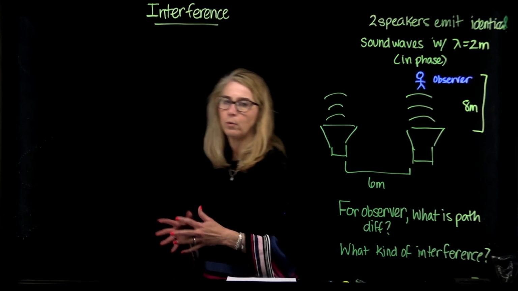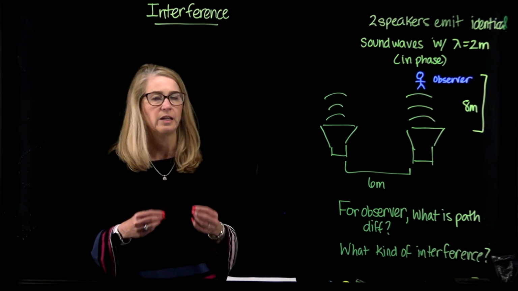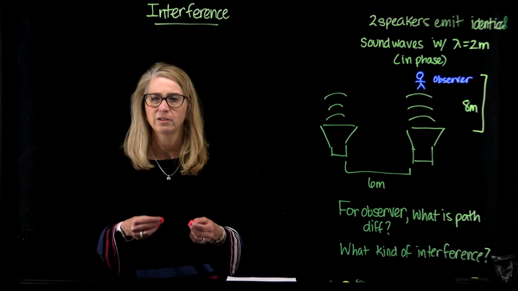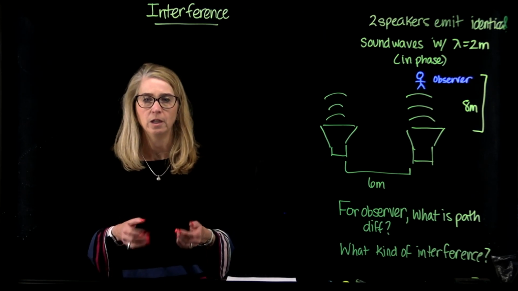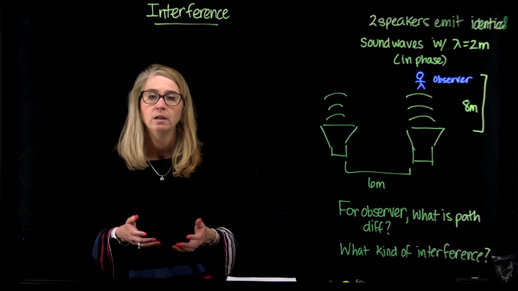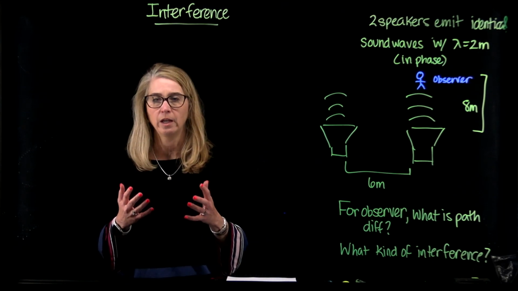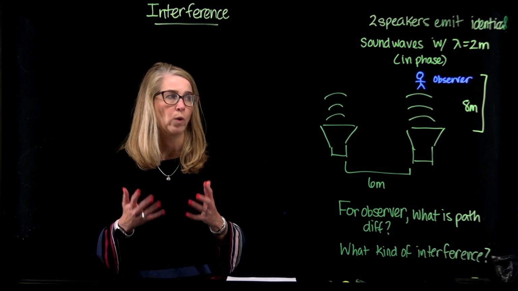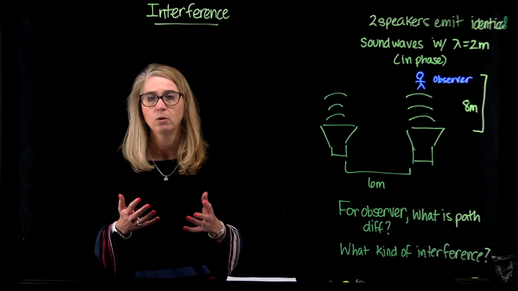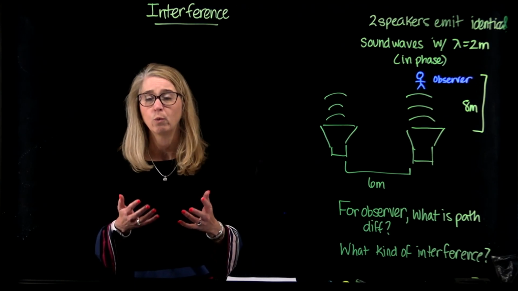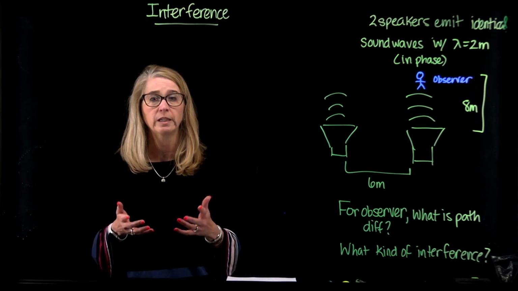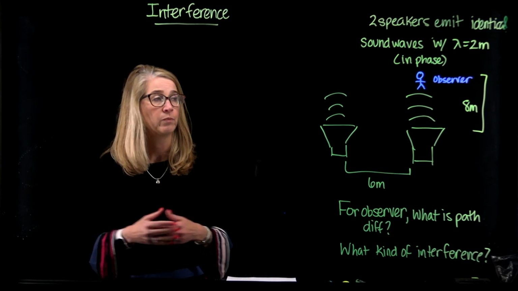Right, so I wanted to do an example problem where we're not specifically talking about the Young's double slit experiment, but we're really focusing on the idea that interference is a property that waves exhibit. And so interference can happen with water waves and sound waves just like it can happen with light waves.